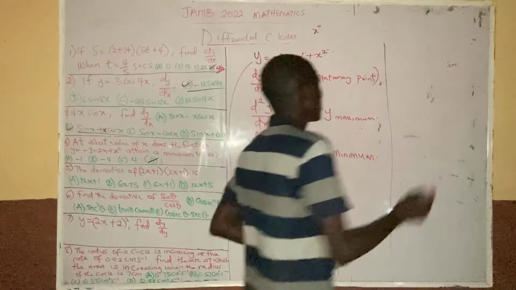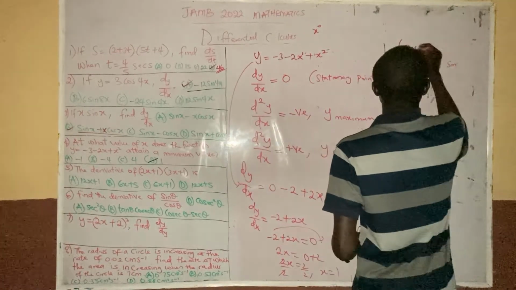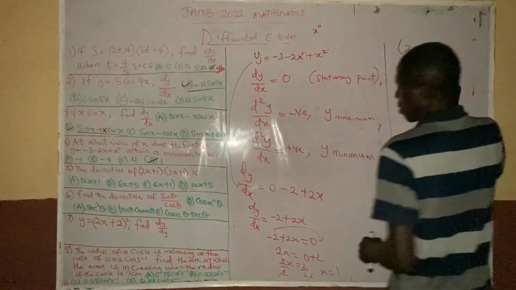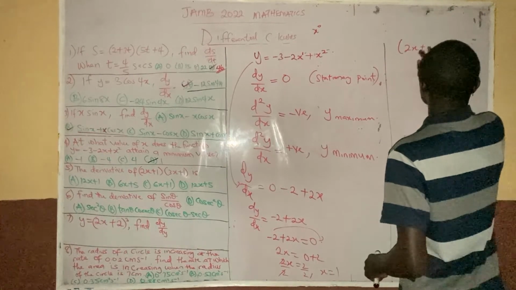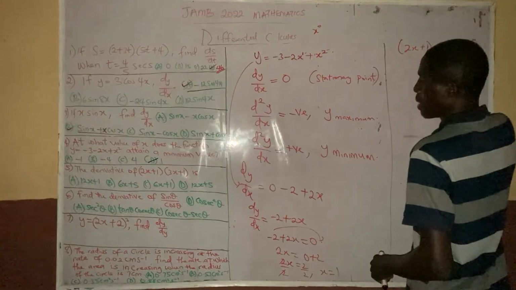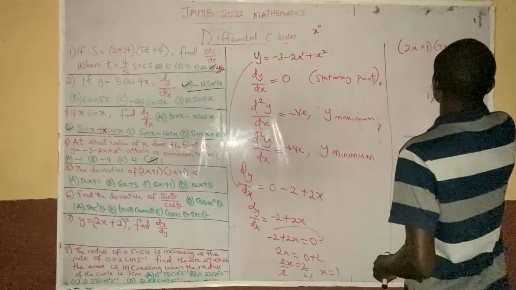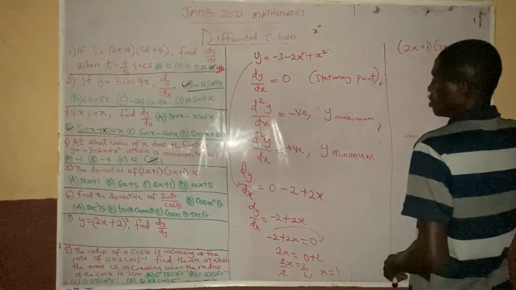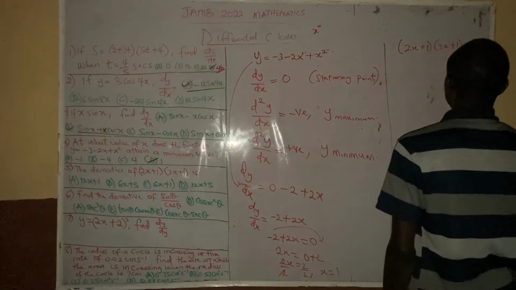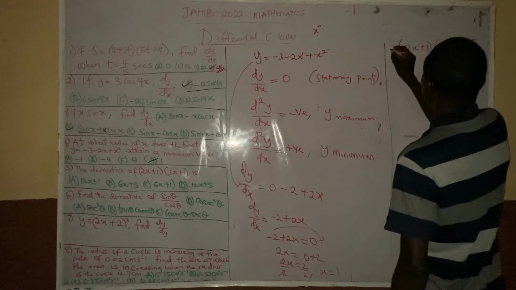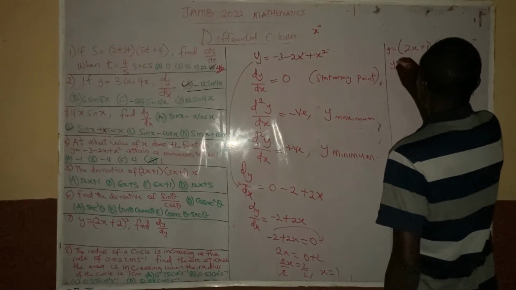Now let's do this one: open bracket 2x plus 1, close bracket, open bracket 3x plus 1, close bracket. How do we go about it? How do we find the derivative? The first thing is to expand the bracket. y is equal to this value. Expand the bracket.